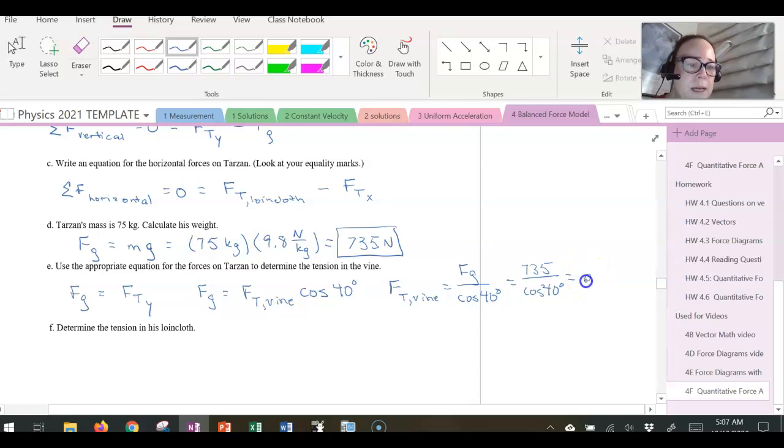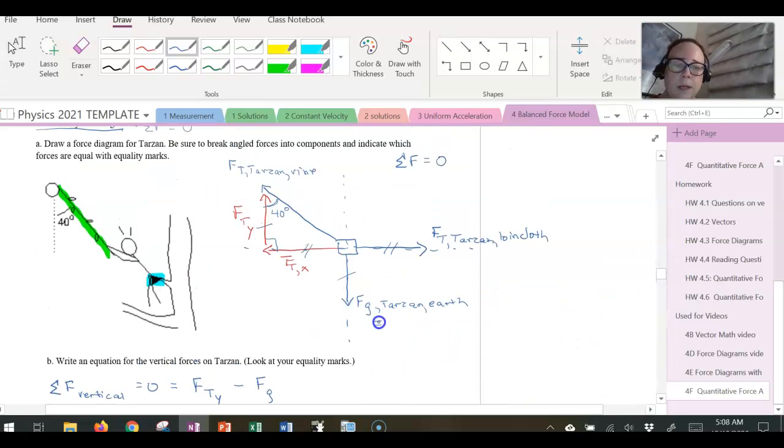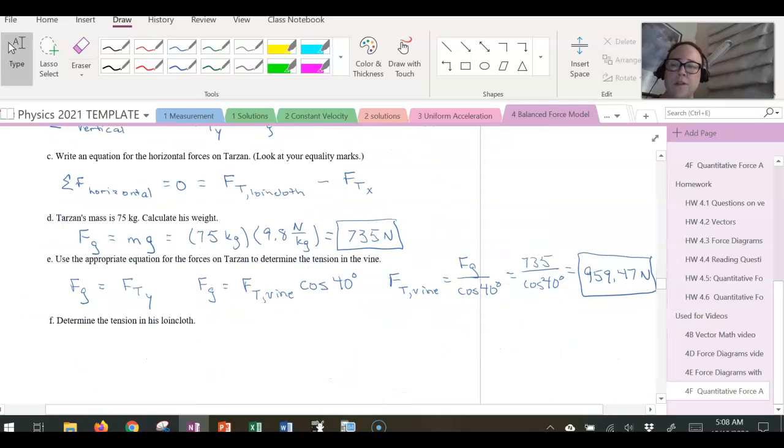It equals 959.47 newtons. Okay, so I'm going to go put these on my diagram. This is 735 newtons, and this is 959.47 newtons. Okay, now they want us to find the tension in the loincloth.